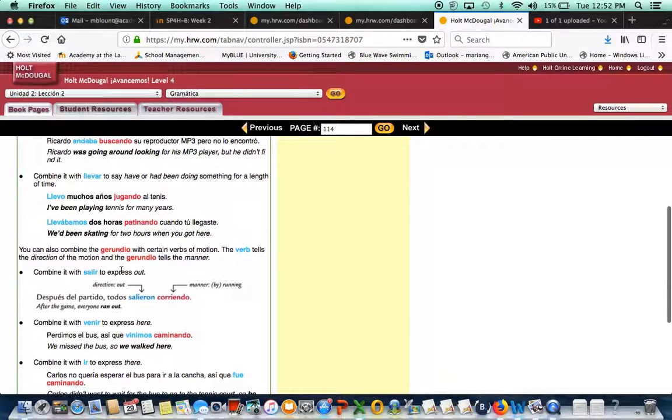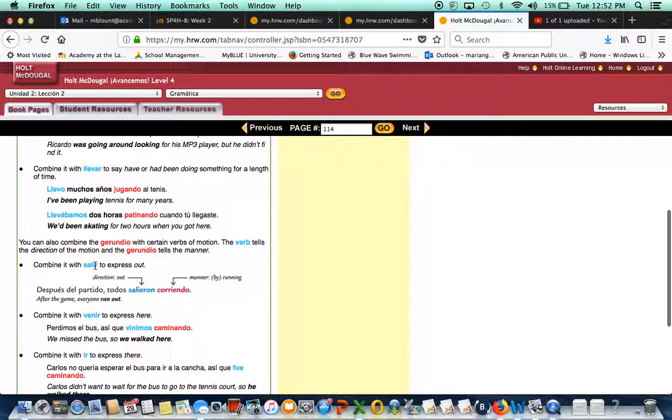All right. Then when you combine salir plus gerundio, what are you expressing? Out. For example, después del partido, todos salieron corriendo. It's a way to express how you get out from a place, all right? So, after the game, everyone ran out. So expressing out, how you get out. In this case it was running, all right?